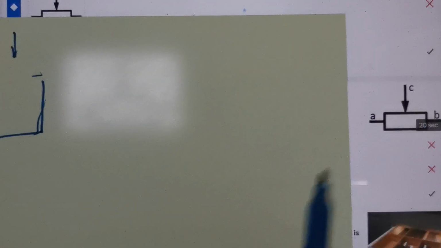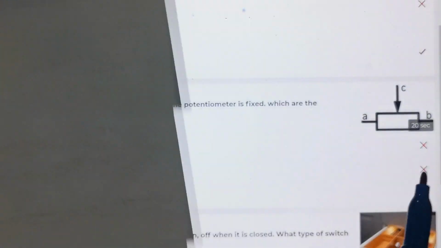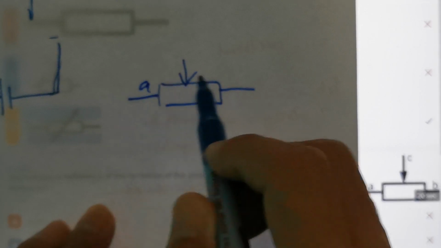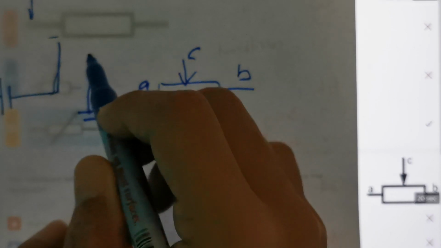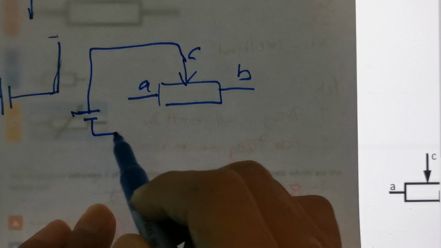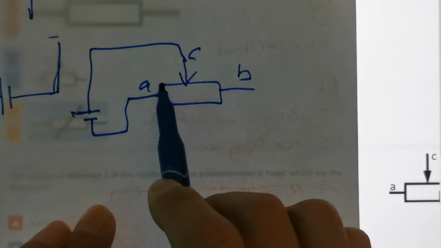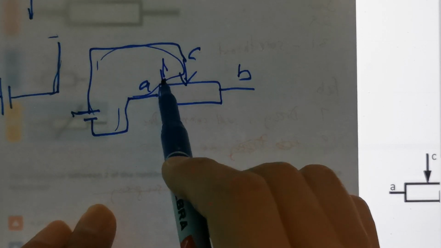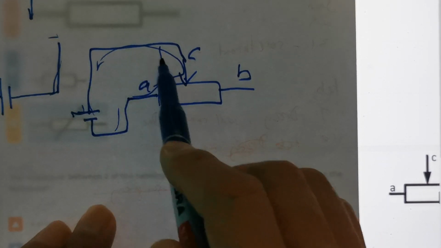However, if I do my connection in this manner, this is A, this is B, this is C. If I connect a battery, with the positive side to C and the negative side to A, then when I turn the knob and change my value, the current will flow this way. If you shift this point all the way until here, the current flows through very little resistance and then returns. So of course, the current will be higher.